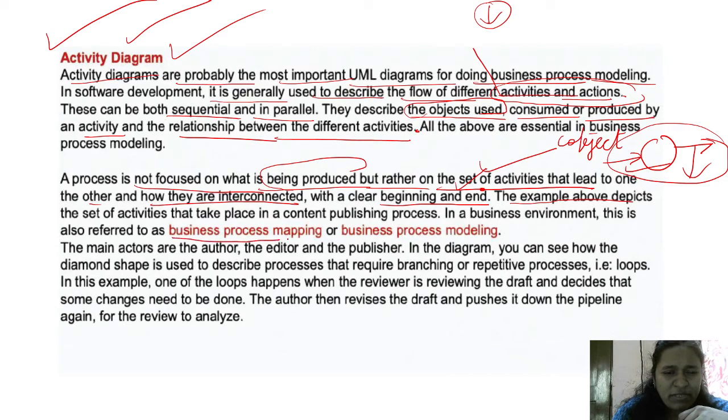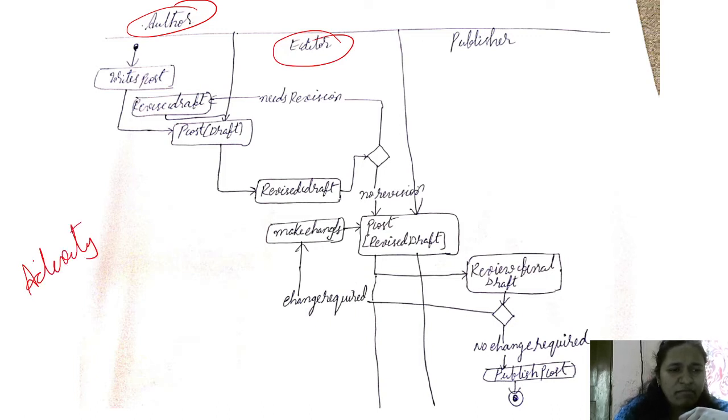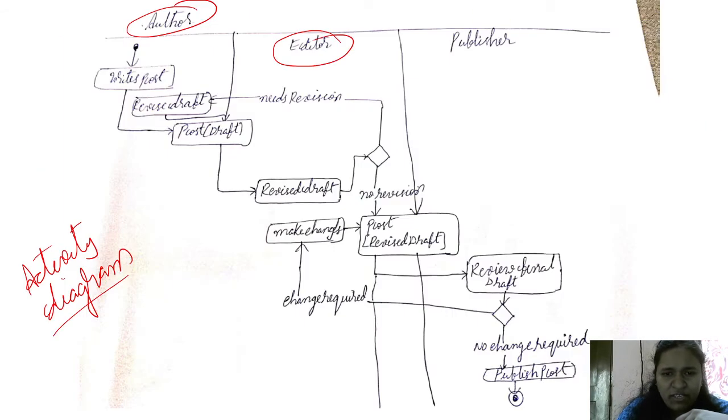This is also called business process mapping or business process modeling. The activity diagram is also called business process modeling. The main actors here, see, these are the actors. This is the activity diagram of, yeah, these main actors: author, editor and publisher. In the diagram you can see how the diamond shape is used. Here, see, this is the diamond shape.